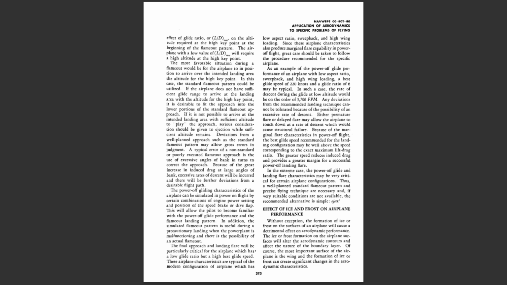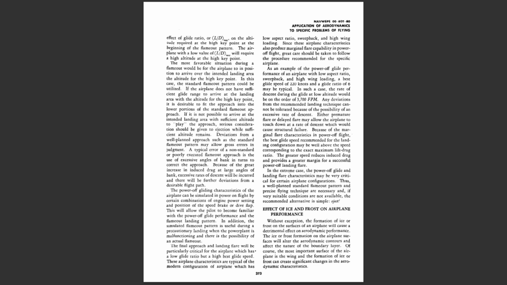The airplane with a low value of L/D max will require a high altitude at the high key point. The most favorable situation during a flameout would be for the airplane to be in position to arrive over the intended landing area at the altitude for the high key point. In this case, the standard flameout pattern could be utilized. If the airplane does not have sufficient glide range to arrive at the landing area with the altitude for the high key point, it is desirable to fit the approach into the lower portions of the standard flameout approach. If it is not possible to arrive at the intended landing area with sufficient altitude to plan the approach, serious consideration should be given to ejection while sufficient altitude remains.